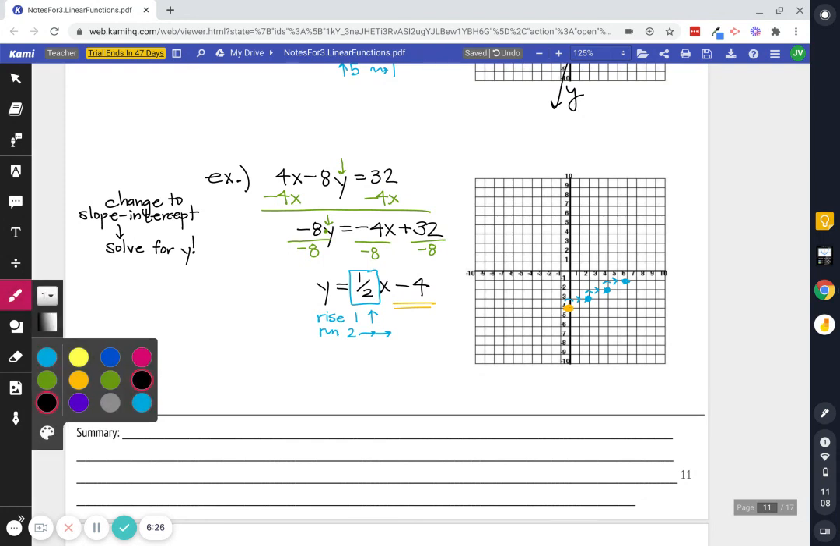And then I'm going to connect it and say, wow, look at my sweet looking line. So make sure you identify what your y-intercept is and what your slope is. You got this, people.